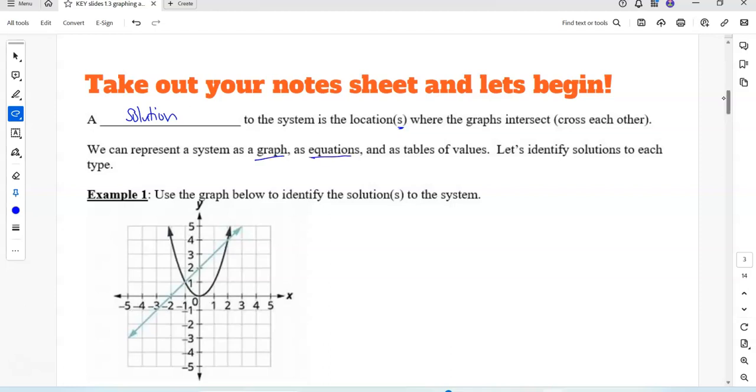So the solution here, if we see where this green line crosses this black parabola, we can see that there are two locations where they intersect. And those locations are going to be the solutions. So when I write my solutions to this, I would write this ordered pair down here as -1, 1. And this ordered pair up here would be 2, 4. Okay. This happens when you have a parabola with a line. Not all solutions will be two ordered pairs. Okay.